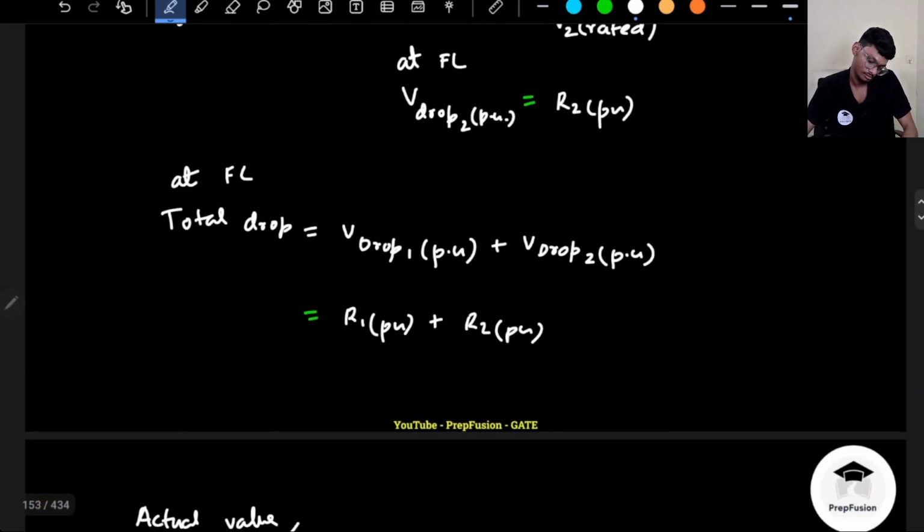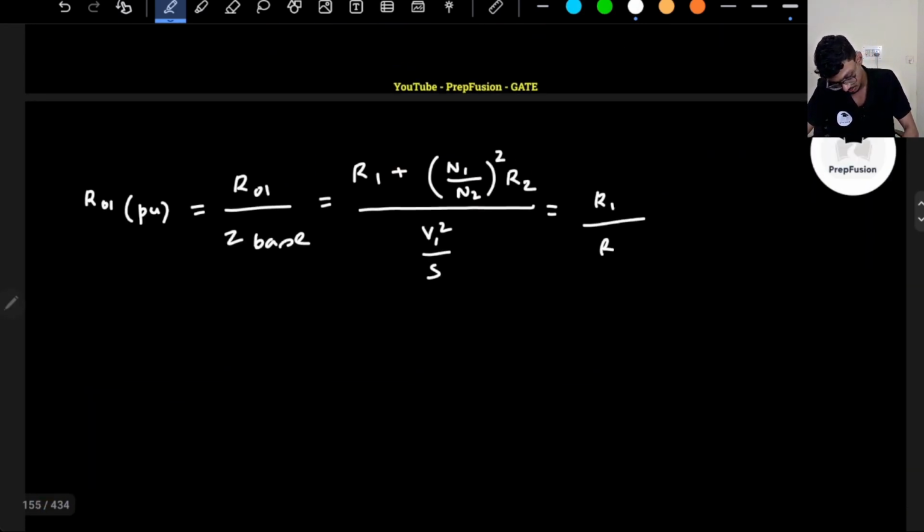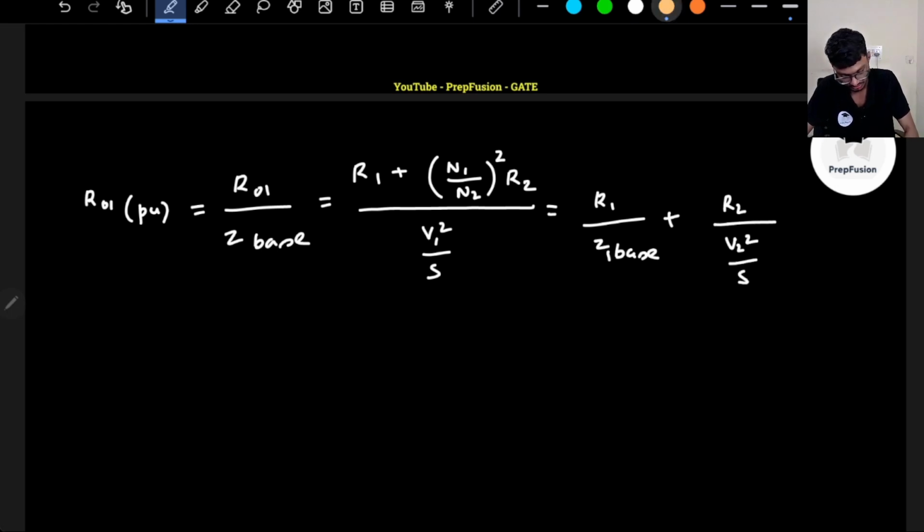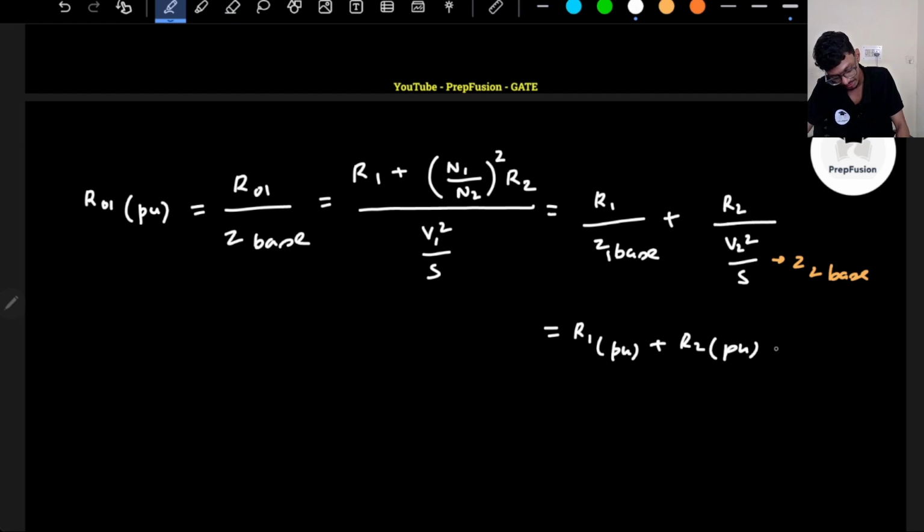So this will be R1 divided by Z base plus, now n1 by n2 whole square is there. Can I take it in the bottom? If I take it in the bottom, this will be R2 divided by V2, this is Z1 base actually, and V2 whole square divided by S. So this is actually Z2 base. So ultimately this is equals to R1 PU plus R2 PU. So basically my RO1 PU is equals to RO2 PU is equals to R1 PU plus R2 PU.